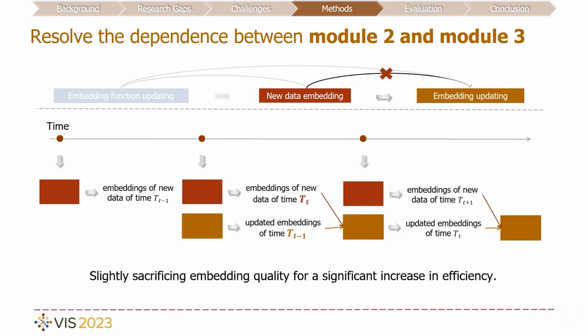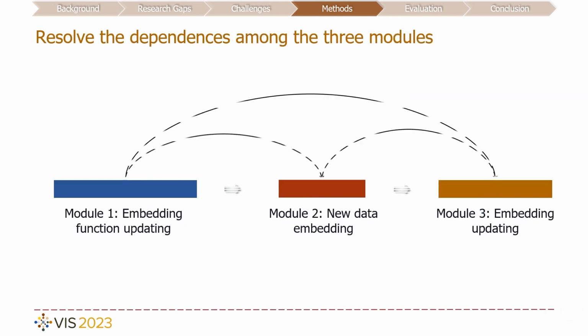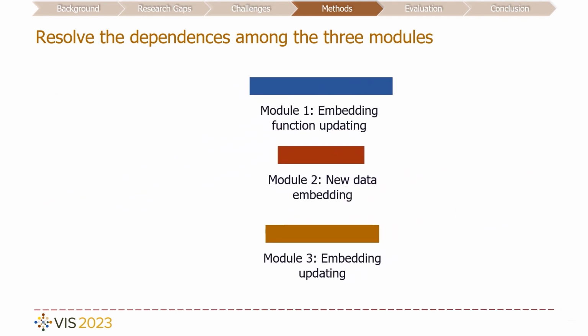Thirdly, to address the dependency between the embedding updating module and the embedding results of newly arriving data, we have these two modules operate in parallel, but with an asynchronous approach. To be more precise, the embedding updating runs one step behind the new data embedding. The efficiency gained from this approach comes at a slight cost to embedding quality due to the minor time lag. At this stage, all dependencies among the three modules have been resolved, enabling them to work together efficiently in parallel.